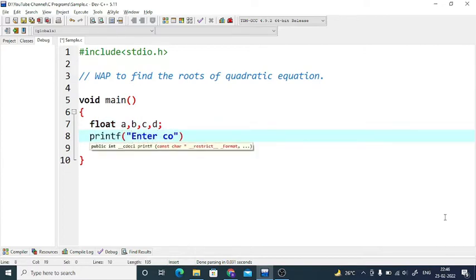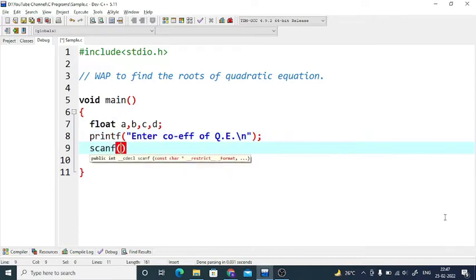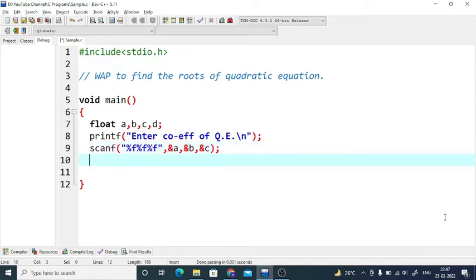So, enter the coefficients of the quadratic equation. I'll put it in short, but you can write a complete version of that. That will be taken as float, because I've taken them as float now. Okay, so I got a, b, c, and that will be read.